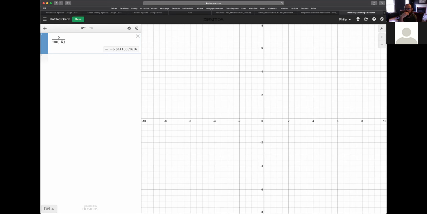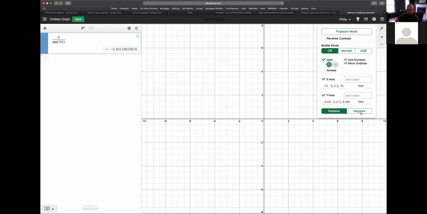Are you in radians? Yeah, all right. The graphing calculator defaults to radians. So you go over to this wrench, in graph settings, and there's radians and degrees down at the bottom. We'll go into degrees. You can see when I click over to degrees, this number changes. If I'm in radians, it's negative 5.8. If I'm in degrees, it's 18.66. And so we can go ahead and record that number: 18.66.